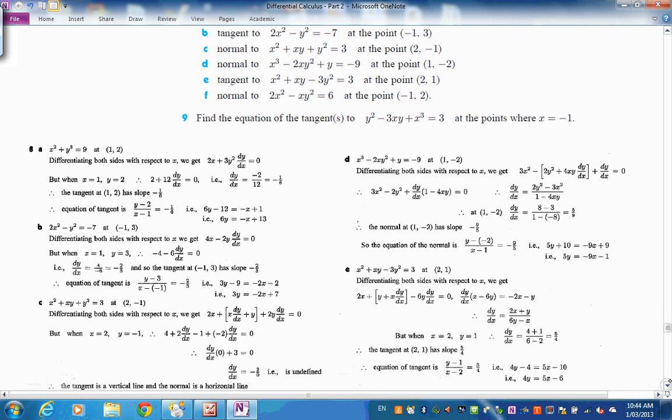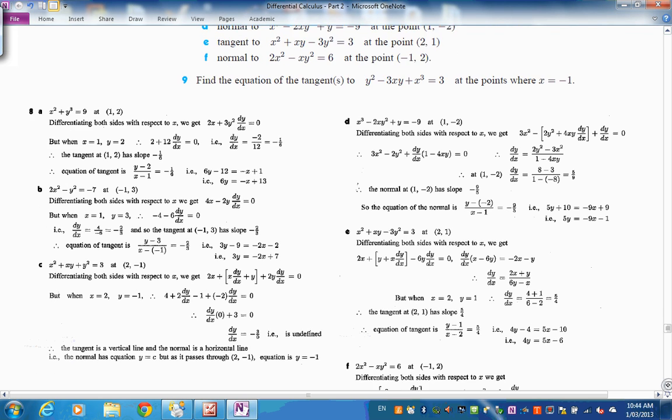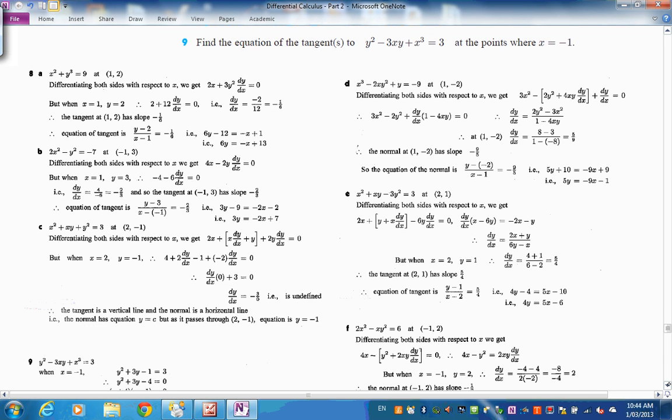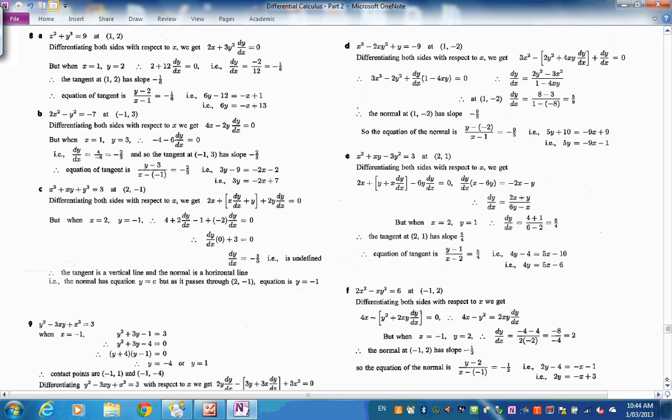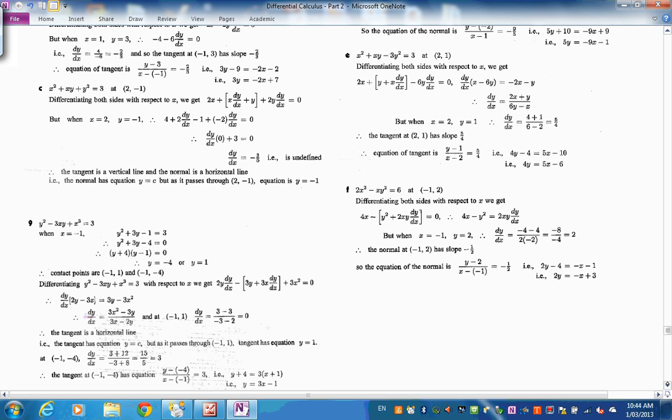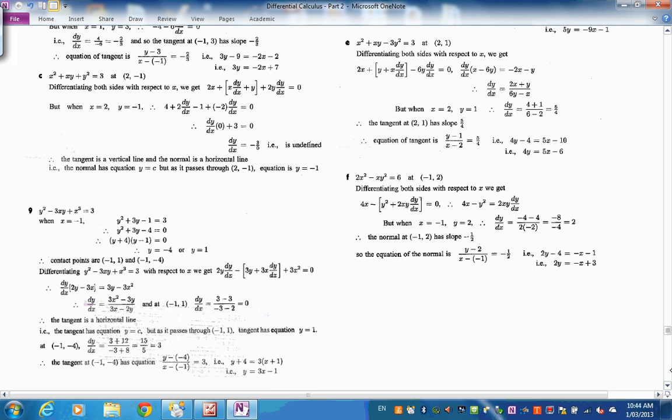I'll just go down and show you these answers here. So I think that's 8 there, so you can pause that and see what's going on. And then 9. Okay, so have a look at 9. 9's an implicit one, so a fair bit of work in that one.